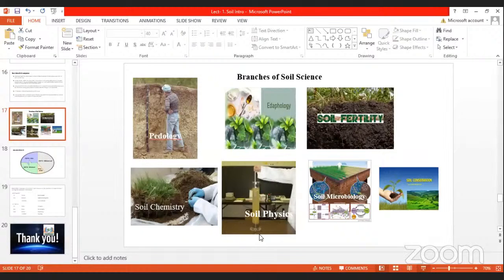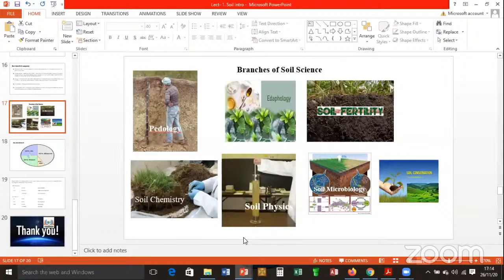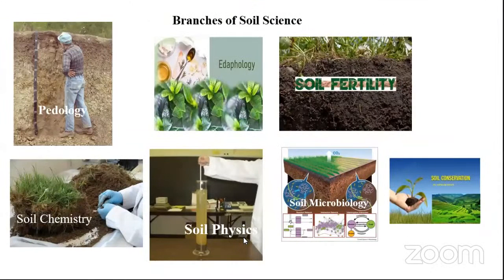Right, students. Another part is called soil microbiology. Microbiology means we will read about all kinds of microbes in soil. Another branch is soil conservation. Soil conservation means we will read about some problematic conditions: erosion, pH, salinity, etc. We'll read about all those things in soil conservation.